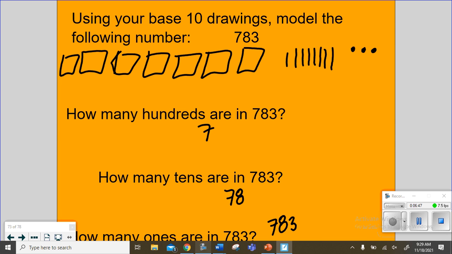Are you noticing a pattern? I want you to look at those questions and look at the answers. Are you noticing a pattern? Very interesting. John, are you noticing a pattern? Yeah, one number is being added each question. Yeah, it looks like we're adding a place value every single time.